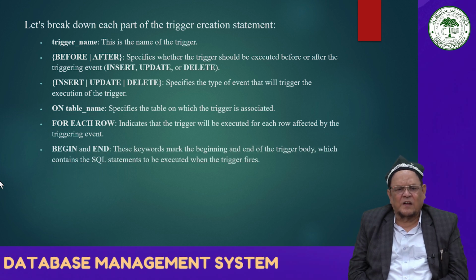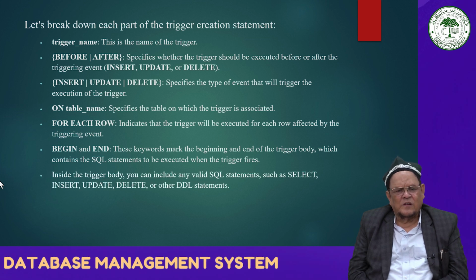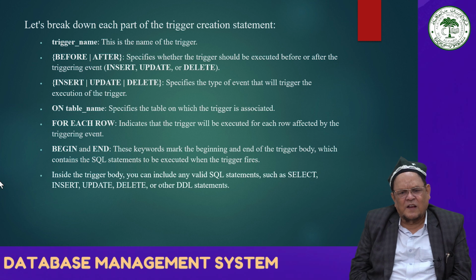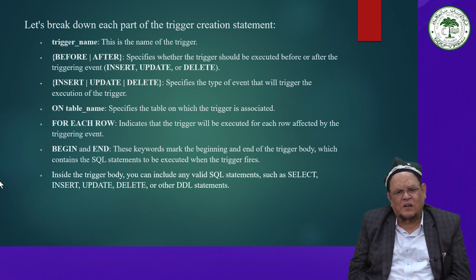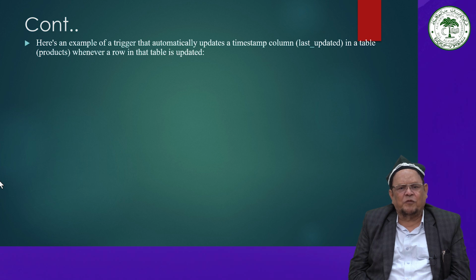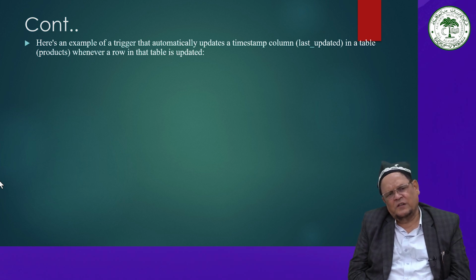Begin and end are the keywords marking the beginning and end of the trigger body. Inside the trigger body, you can include any valid SQL statement such as select, insert, update, delete, and other data definition language. Here is an example of a trigger that automatically updates the timestamp column last updated in the table product whenever a row in the table is updated.